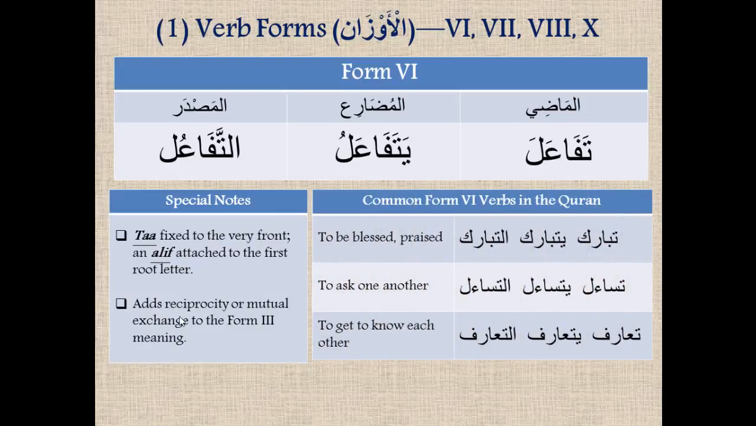Here are some examples of form 6 verbs found in the Quran. تبارك يتبارك التبارك, to be blessed or praised. تساءل يتساءل التساؤل, to ask one another. So here we have the meaning of exchange and reciprocity. تعارف يتعارف التعارف, to get to know one another. So again, when we're learning these verb forms, we want to train ourselves to listen to the unique characteristics of each verb. So for form 6, that would be listening for that ta and listening for that elongation in the middle of the verb itself. تفاعل يتفاعل التفاعل.